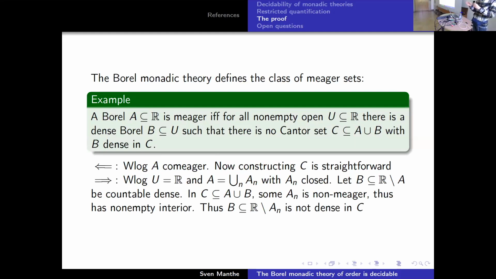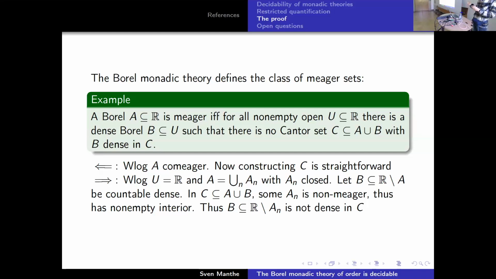So a Borel subset A is meager if the following property, which crucially is expressible in the monadic theory relatively straightforwardly, holds on every non-empty open subset U. So everywhere we have the property that we find some Borel subset B, which is dense, but which on every Cantor subset C, which only meets this B and our small set A, we have that B cannot be dense in C. How can one prove this?